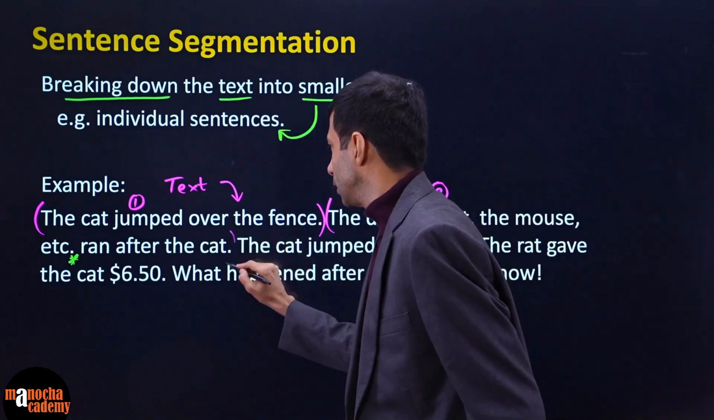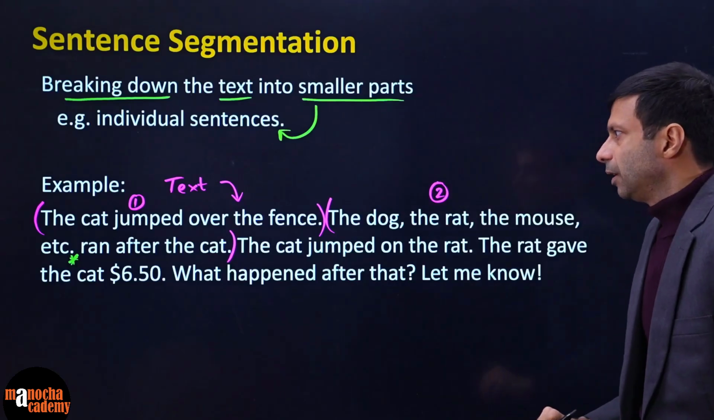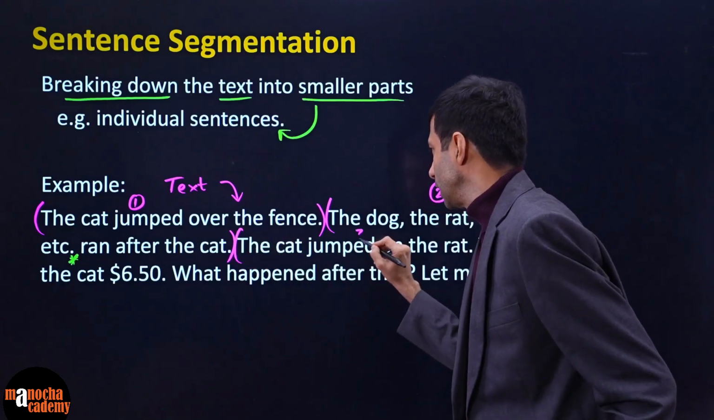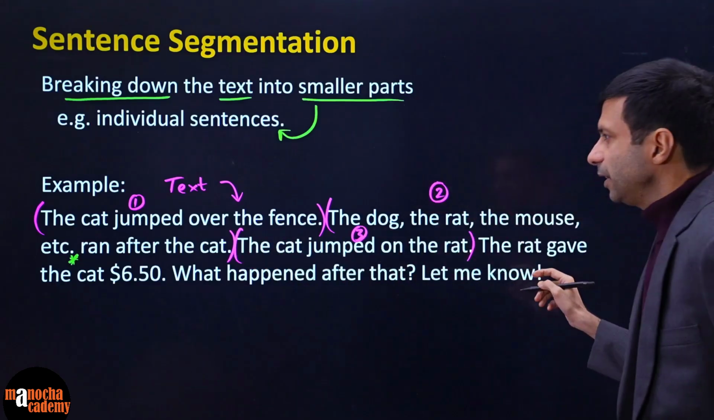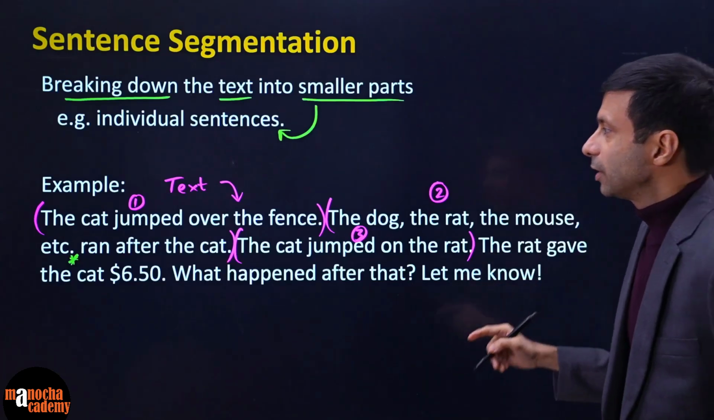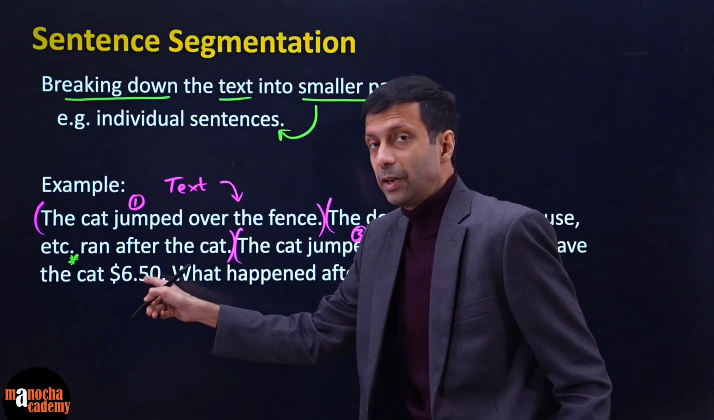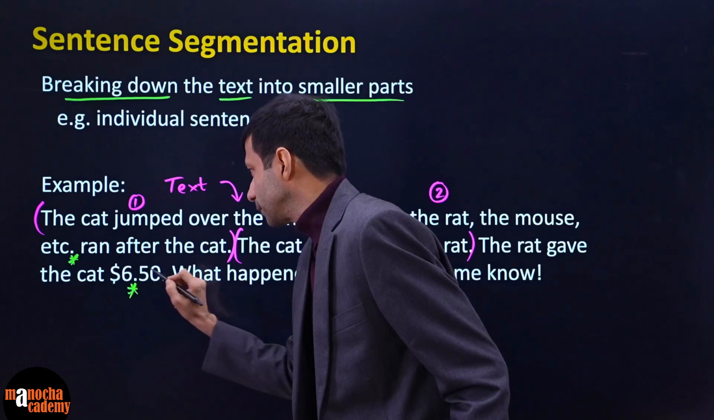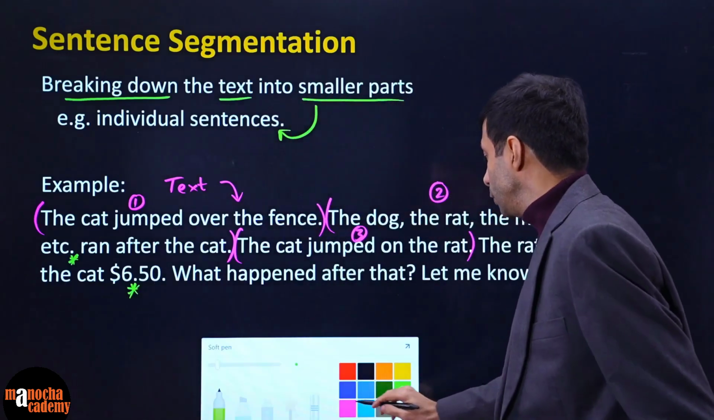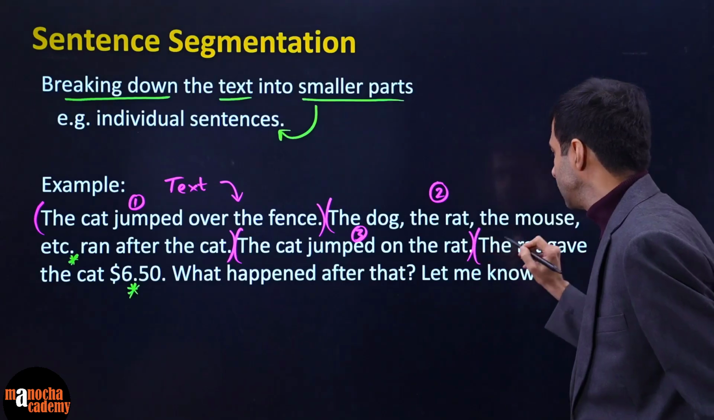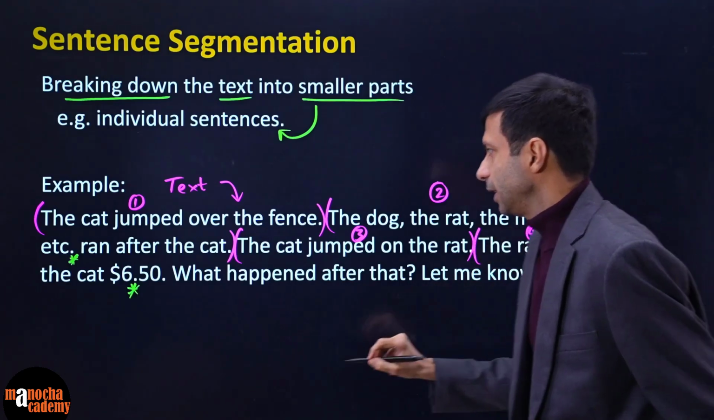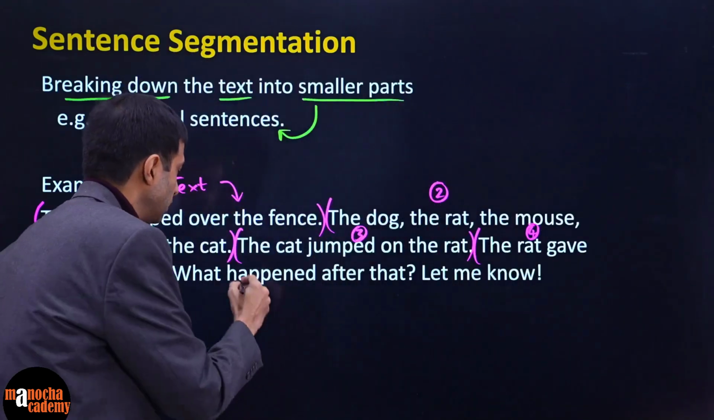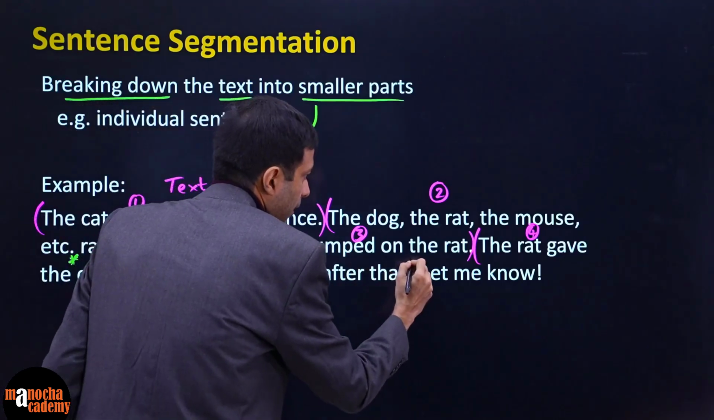So this is where my second sentence ends. Clear? Then the next sentence will be the cat jumped on the rat. That's clear. This is my next segment, segment number 3. And then the rat gave the cat $6.5. Again, there is a dot over here, and if you break it here, it will not be correct. So numbers, again, we'll have to handle. We'll have to look at these dots. This is again an exceptional case. When we are doing programming, this is where the programmers have to handle all this stuff. So this is my 4th sentence. What happened after that? A sentence may end with a question mark, it need not always be a full stop. So this is another segment. Let me know.